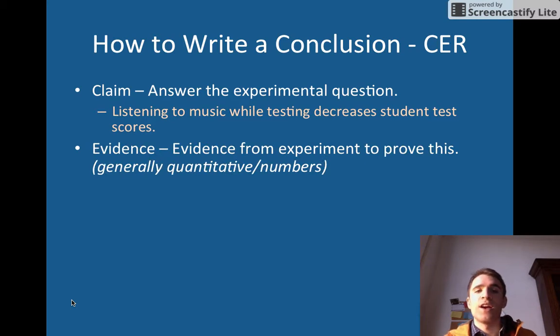Evidence is just how can the evidence from your experiment prove the claim you just made? Generally, it's going to be quantitative. Quantitative just means it's numbers. It's going to be numerical evidence.